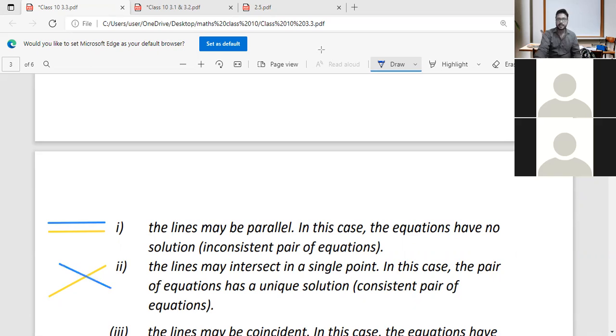These two lines are intersecting, and they are intersecting at which point? This point. They are intersecting at this point, and we are coming to our next case.